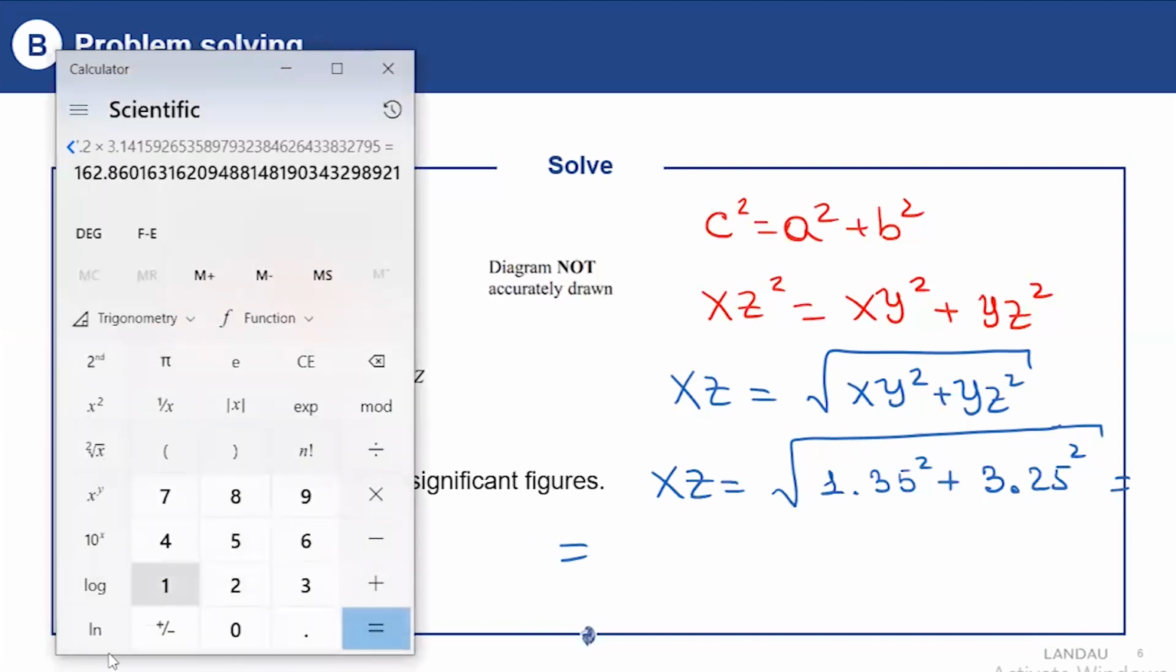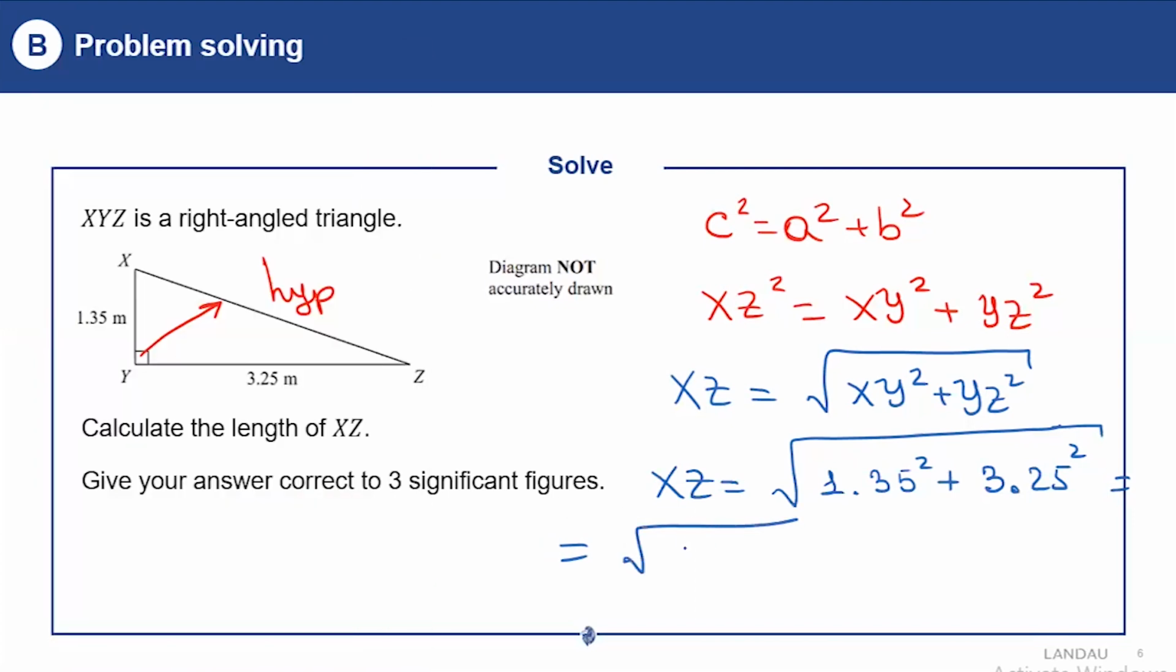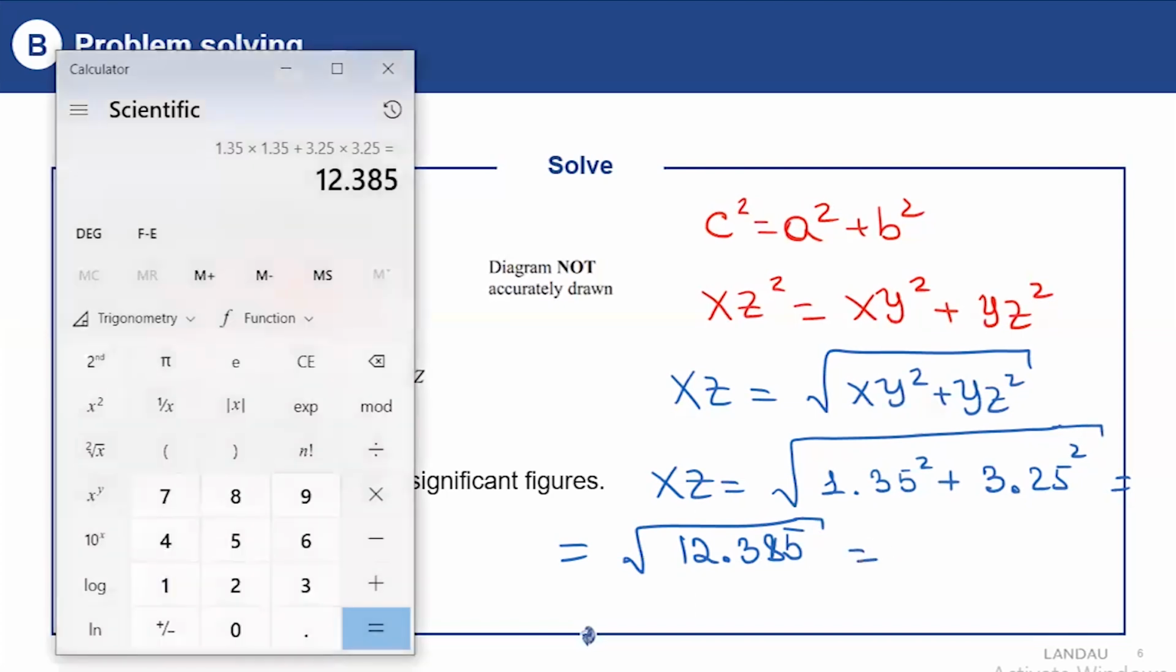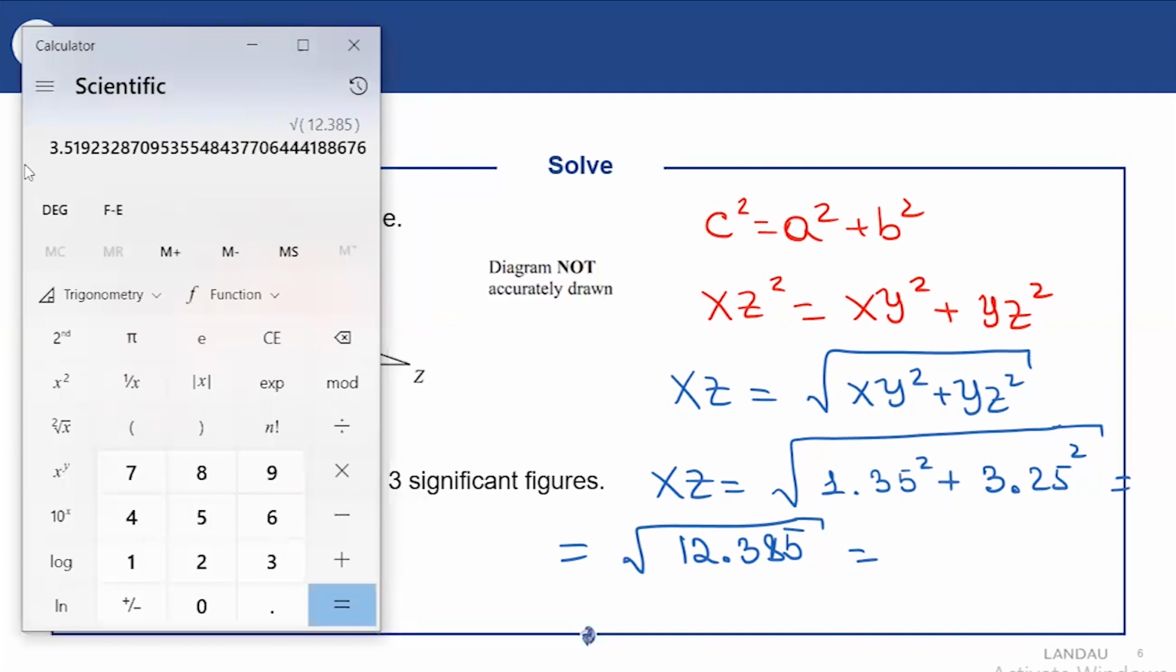So we will write 1.35 squared, which means 1.35 multiplied by itself, plus 3.25 multiplied by 3.25 equals, we will get 12.385. Let's write 12.385. But then, as a final step, we need to find the root of this value. So if we want to find the root of this value, we will write root to both sides. And on the other hand, it says give your answer correct to 3 significant figures. Again, we need to take the first digits. So it will be 3.52.